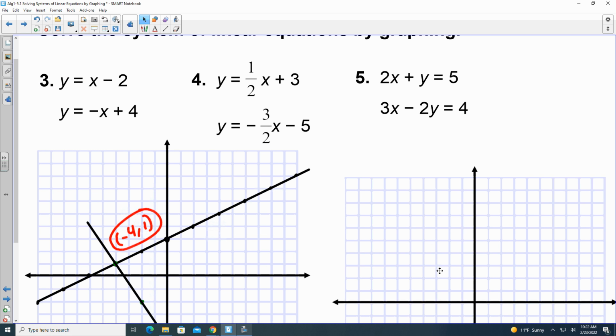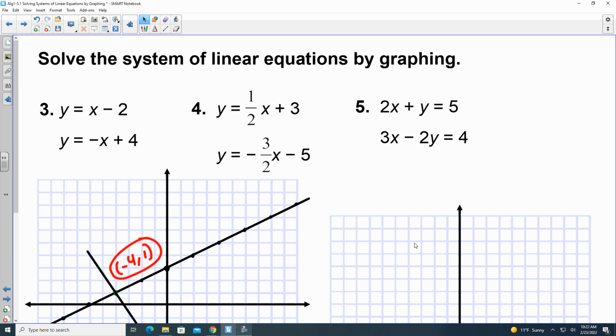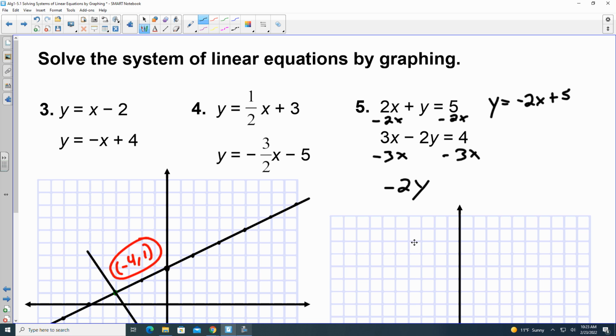Number 5 has 2 equations, both of which are not in slope-intercept form, so I'm going to subtract 2x from both sides of the first one, so I get y is equal to negative 2x plus 5. And for equation 2, subtracting 3x from both sides, now I got negative 2y is equal to negative 3x plus 4, dividing negative 2 into the entire equation. So my second equation is y is equal to positive 3 halves x minus 2, because you have to change the signs with that negative 2 on the bottom there.